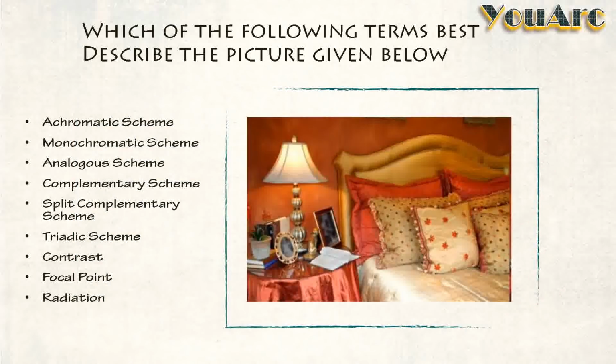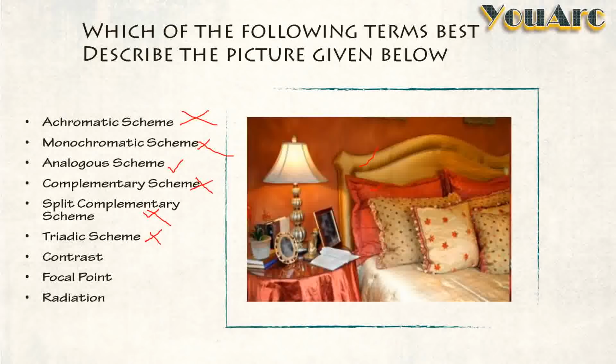Which of the following terms best describes the picture given below? Achromatic, no, we already saw what is achromatic. Monochromatic, no, we have two different colors here, we have this and this. Analogous, definitely yes, this will be analogous color. Complementary, no, when it is analogous color, it cannot be a complementary color, right? Split complementary, no. Triadic, no.